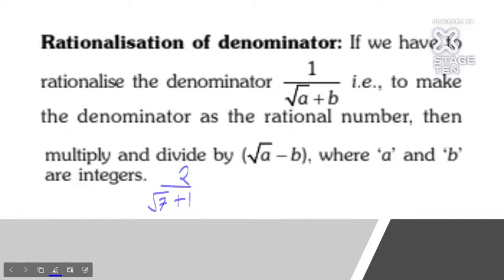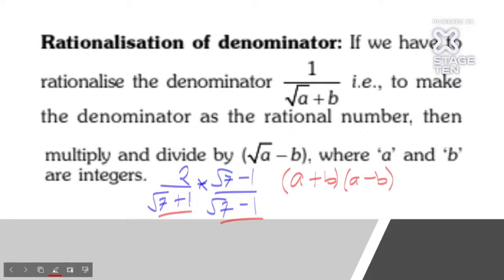So root 7 plus 1. What will I get here? I have to multiply by what? The same number? No. I will change the sign and make it root 7 minus 1 divided by root 7 minus 1. Now, if you check here, do I get root 7 plus 1 and root 7 minus 1? Is it in the form of a plus b multiplied by a minus b? It is in that form, right? So what is this a plus b times a minus b? That is nothing but a square minus b square. So I will do a square minus b square.